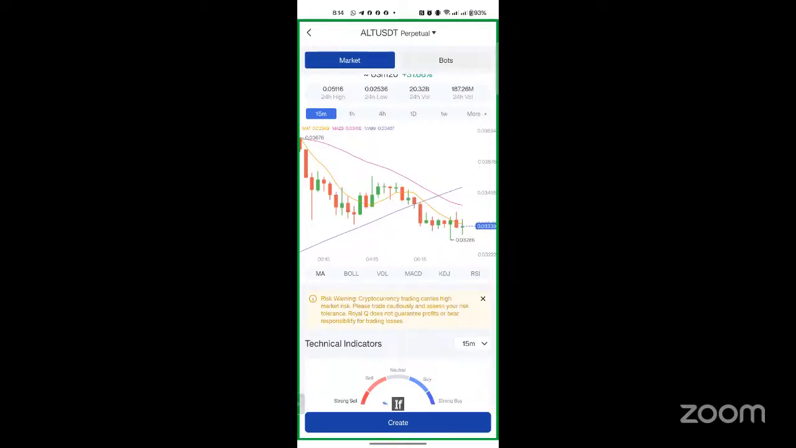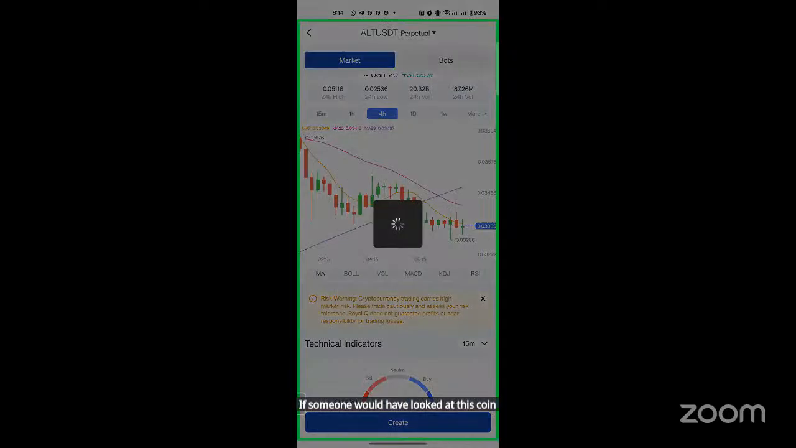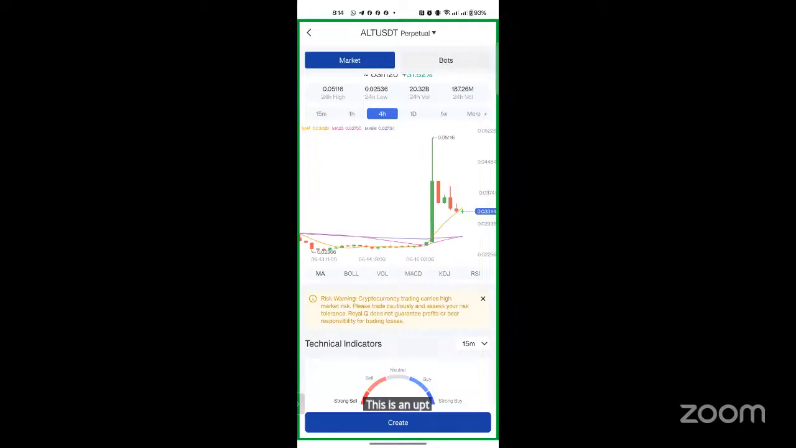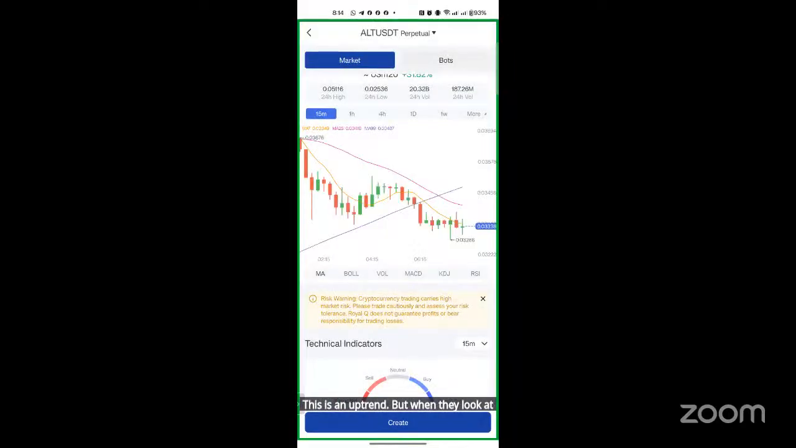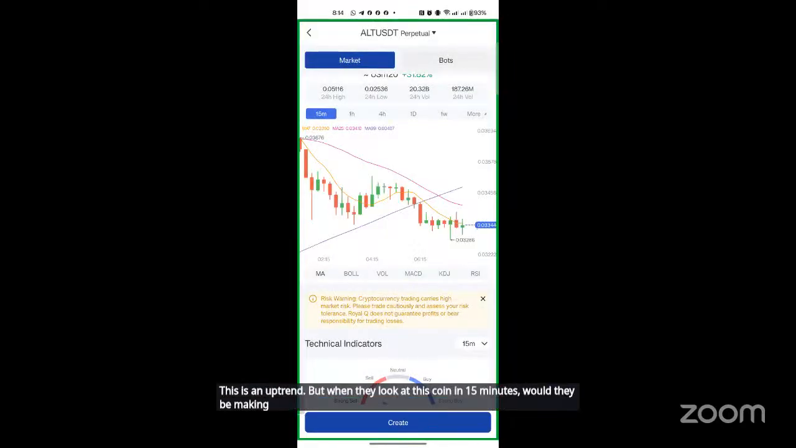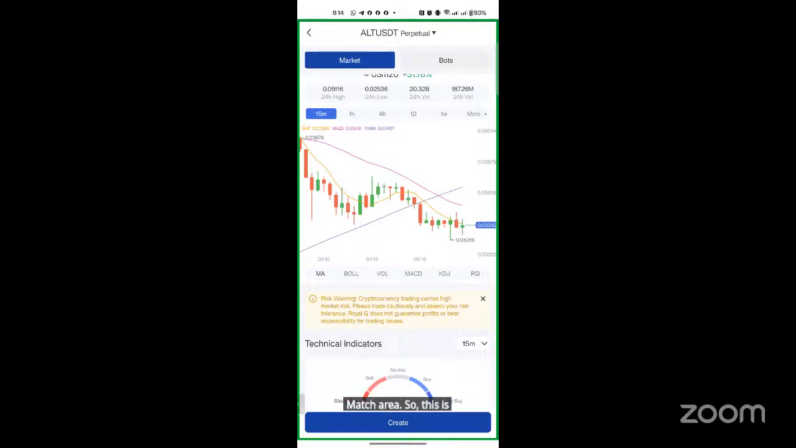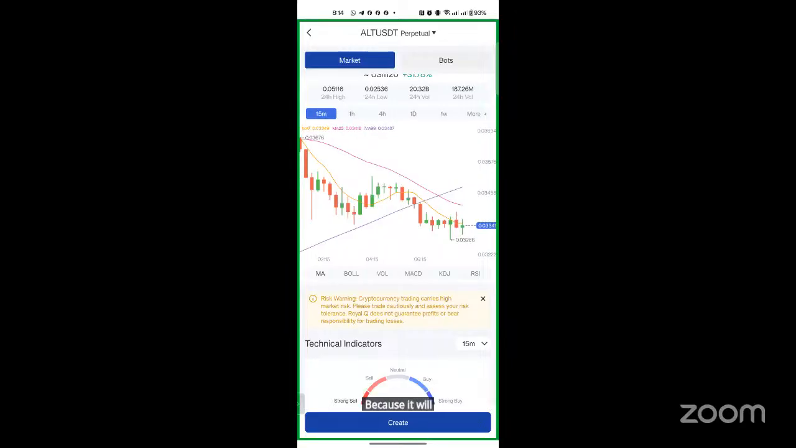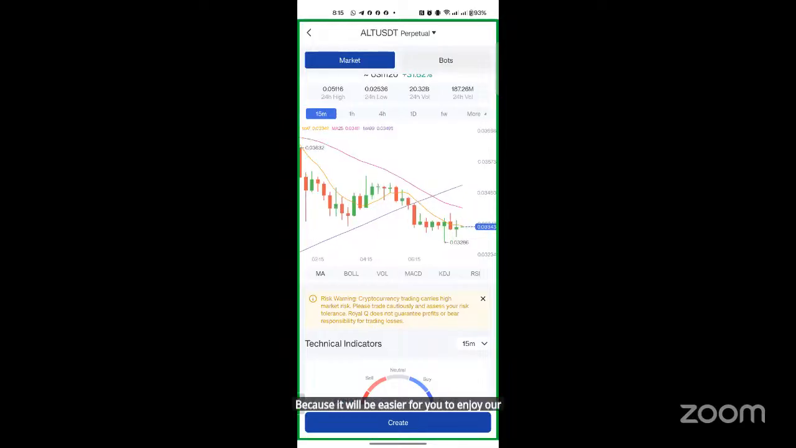If someone had looked at this coin in 4 hours, they would be like, let me wait. This is an uptrend. But when they look at this coin in 15 minutes, would they be making money? Much earlier. So this is an earlier entry in the market. And if you are an active trader, I encourage you to look at the market in shorter time frames, because it will be easy for you to enjoy our 1% strategy.